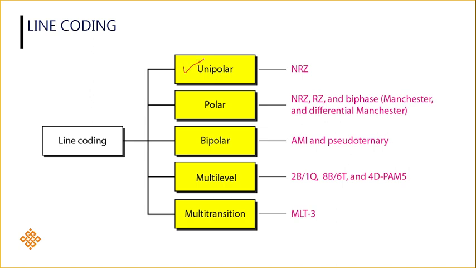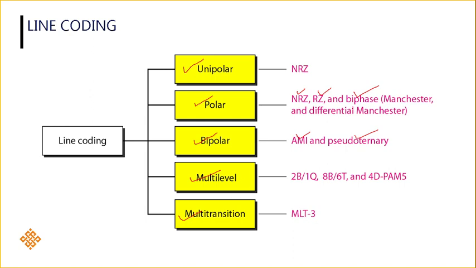These are the various categories. We have unipolar non-return zero technique, and then we have polar techniques. In that we have non-return zero as well as return zero, and also biphase. In biphase we have Manchester and differential Manchester encoding techniques. When it comes to bipolar, again we have AMI and pseudo ternary, that is alternate mark inversion and pseudo ternary. Then we have multi-level, we have 2B/1Q, 8B/6T and 4D-PAM5, and in multi-transition we have MLT3.